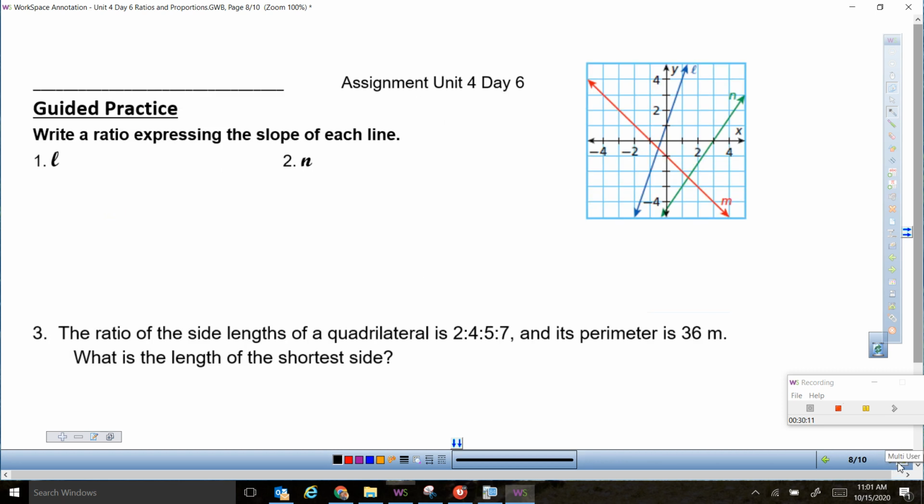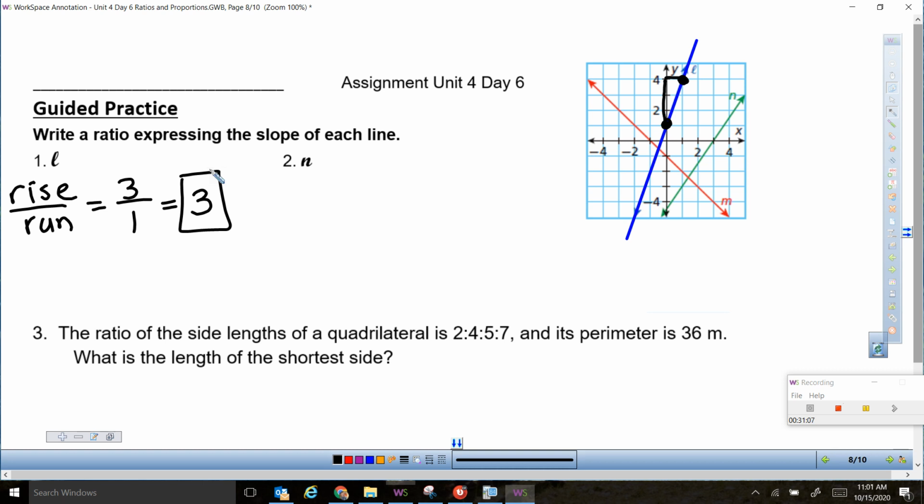Okay, guided practice. They ask us to write a ratio expressing the slope of each line. So for line L, remember slope is rise over run. Line L, let me change this to blue. Line L is this one. Now on the note, they gave us points. But did they give us points on the lines this time? No. But I can see a point right here. And I can see a point right here. Make a little right triangle so you can count the rise and count the run. So what is the rise? 3. What is the run? And 3 divided by 1 is 3.